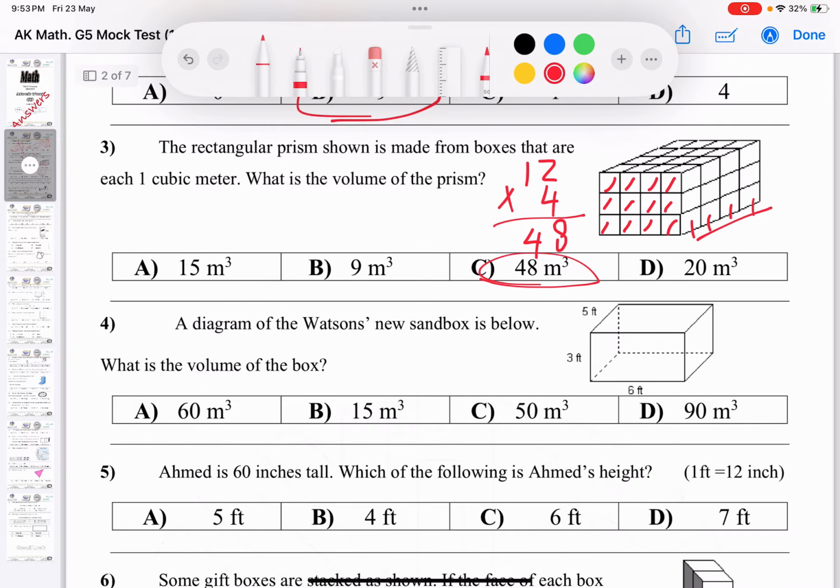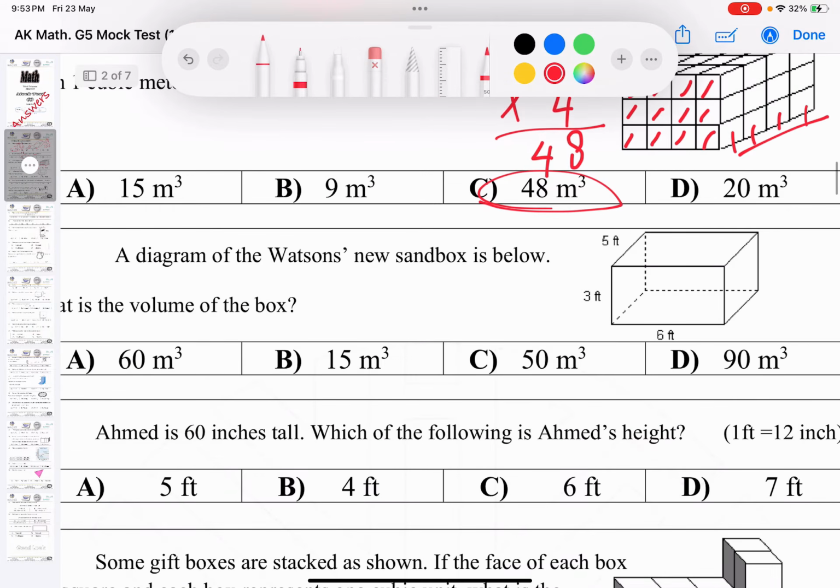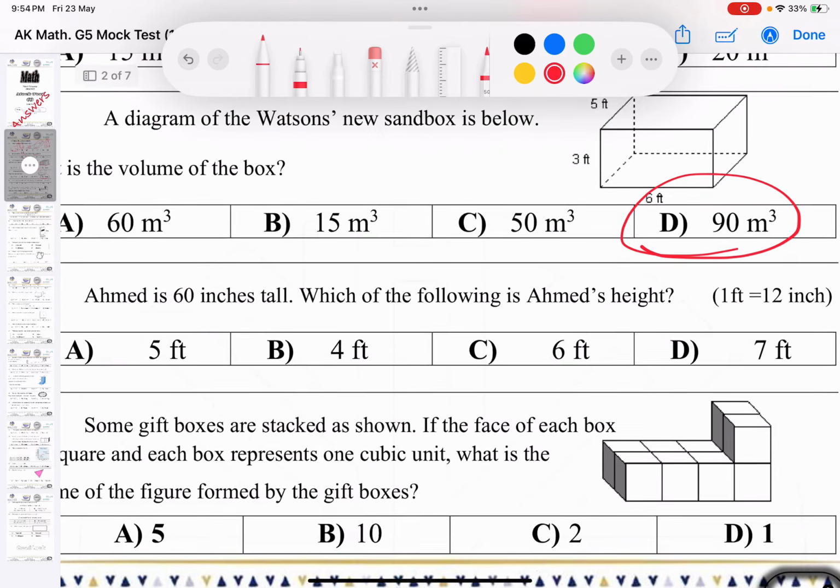Okay, now a diagram of Watson's new sandbox is shown. What is the volume of the box? We need to find the volume of this box. We have here a rectangular prism, its dimensions 3, 5 and 6. So if we need to find the volume, then multiply length, width and height. It means 3 multiply 5 multiply 6, and 3 multiply 5 is how many? 15. 15 multiply 6 it will be 90. So the answer will be 90.